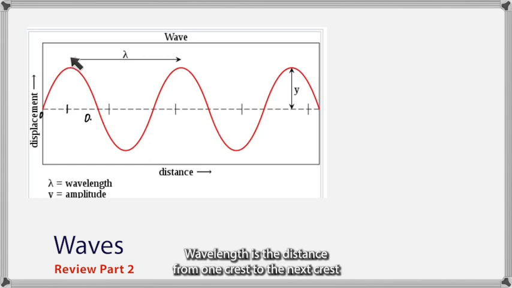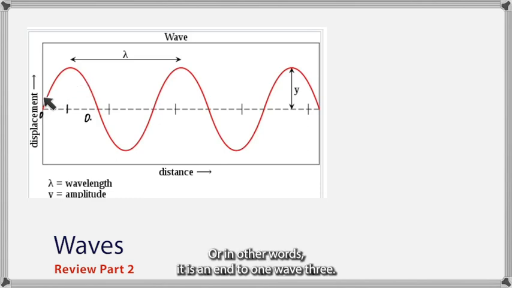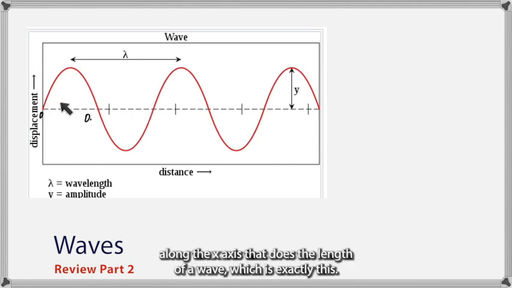Wavelength. Wavelength is the distance from one crest to the next crest, or from one trough to the next trough. Or in other words, it is the length of one wave. So if you start from here, that's half a wave, and then you have the next half. So that's the length of a wave. So when you measure the length of the wave, you measure it along the x-axis. That is the length of a wave, which is exactly this.